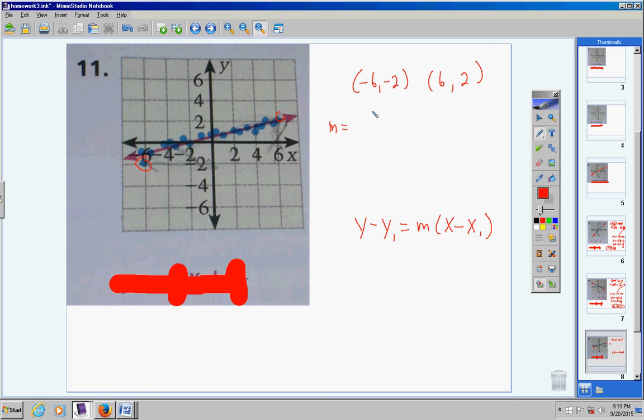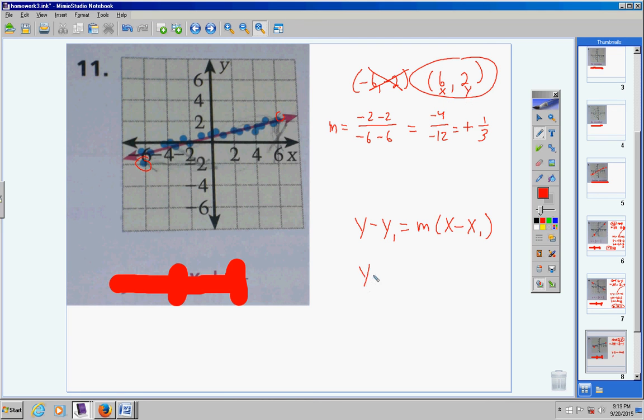Slope equals y minus y, negative 2 minus 2, over x minus x, negative 6 minus 6. So we will get a negative 4 over a negative 12. Negative over a negative is positive. 4 goes into both of those numbers, so it reduces to 1/3. And there's your slope, 1/3. Now I'm going to cross off this ordered pair. I'm going to use this ordered pair here.